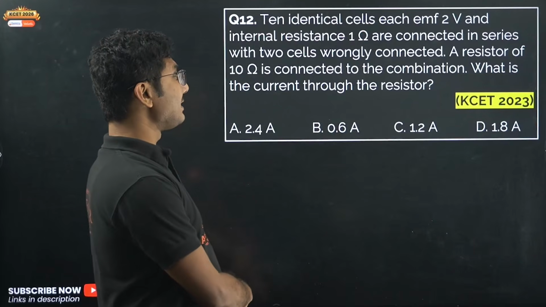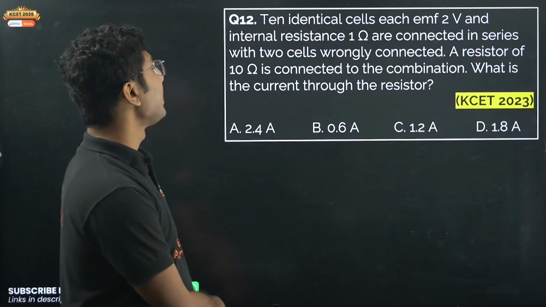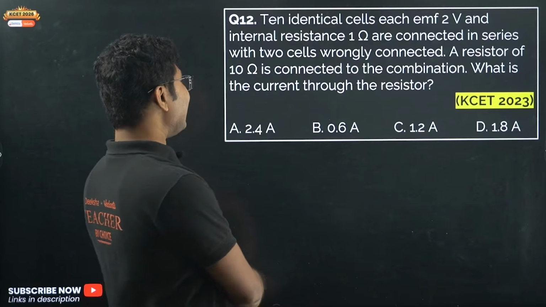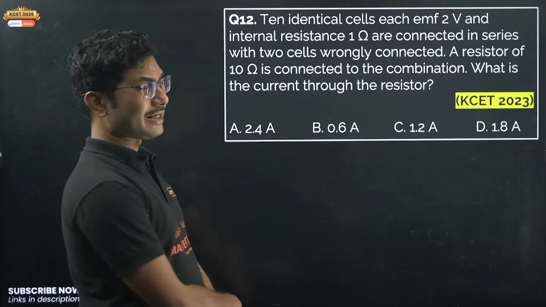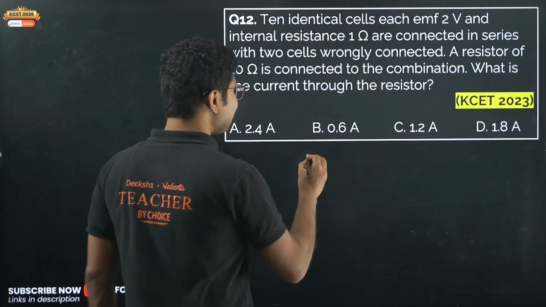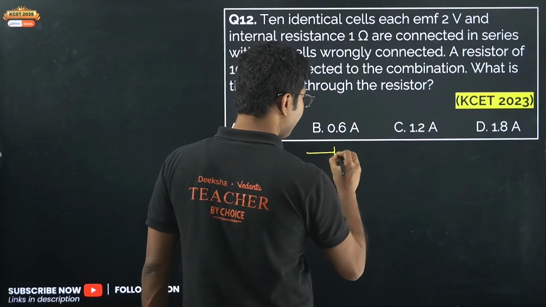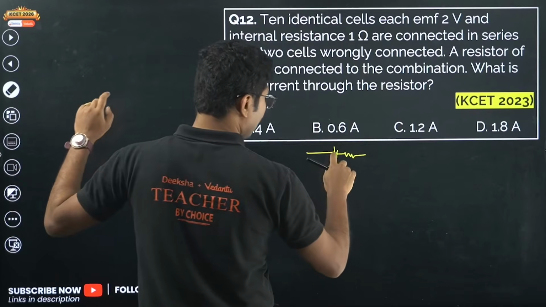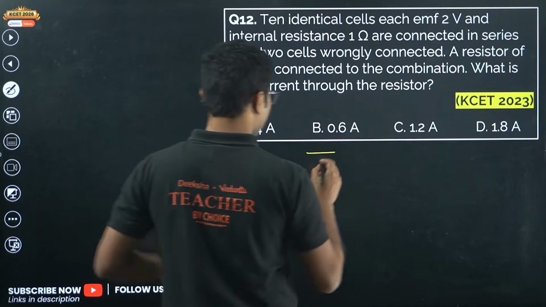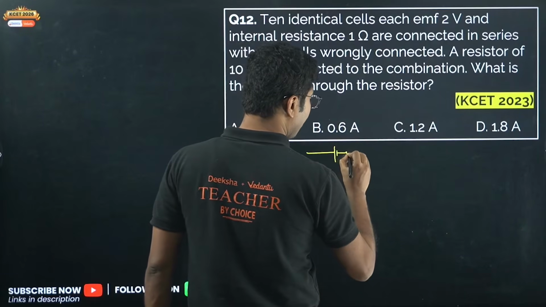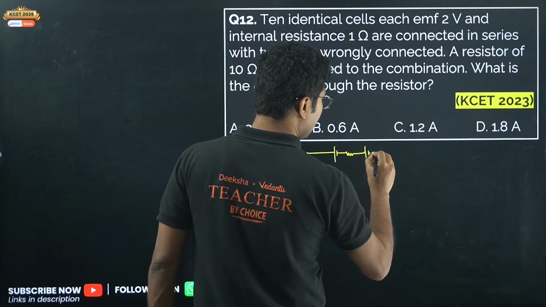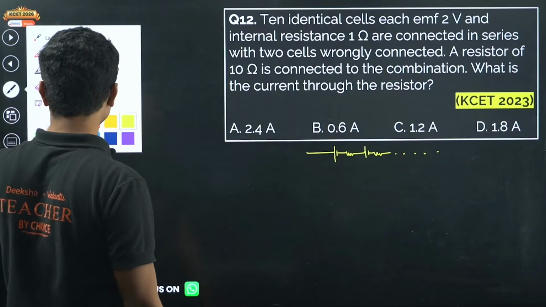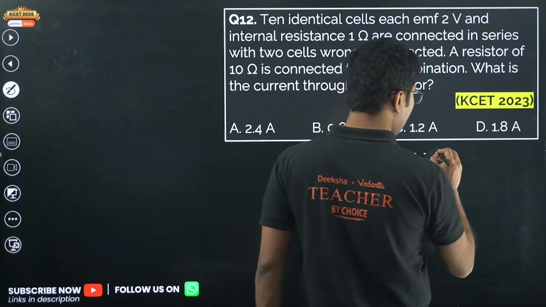10 identical cells, each of EMF 2 volts and internal resistance 1 ohm are connected in series with 2 cells wrongly connected. So out of the 10, 8 cells are properly connected. Only 2 are wrongly connected. So say these are the properly connected ones. 8 of such cells are connected properly and 2 of them are wrongly connected.